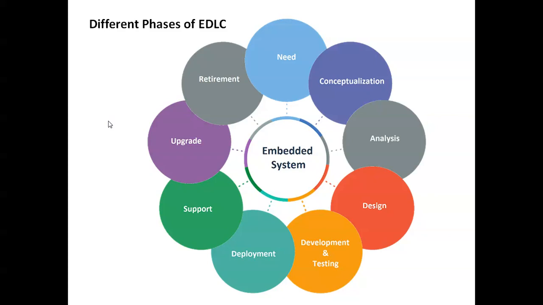For a continuation of last video, here are the different phases of EDLC. So what are the different phases of EDLC? Number one, need. Number two, conceptualization. Number three, analysis. Number four, design. Number five, development and testing. Number six, deployment. Number seven, support. Number eight, upgrade. Number nine, retirement. So these are the different phases of EDLC.